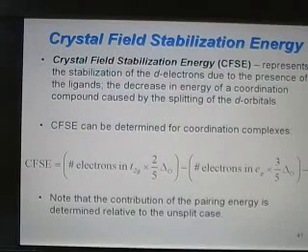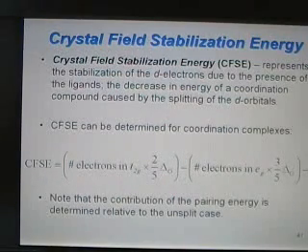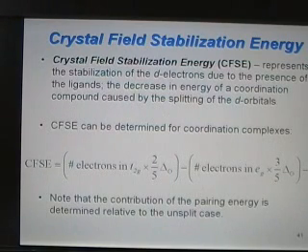The idea known as crystal field stabilization energy will help us determine which electron arrangement is more preferred. Crystal field stabilization energy, abbreviated CFSE, represents the stabilization of the d orbitals due to the presence of ligands. So the ligands stabilize the arrangement of d electrons on the metal cation. This decrease in energy of a coordination compound is caused by the splitting of the d orbitals.